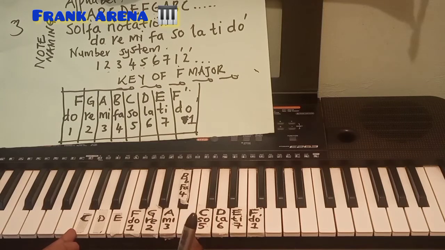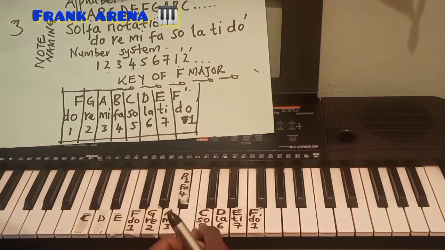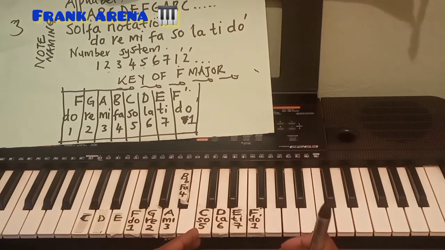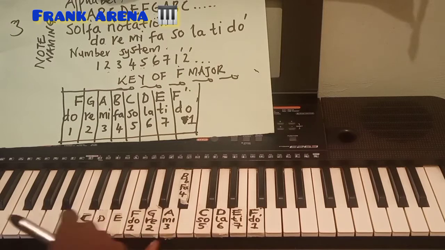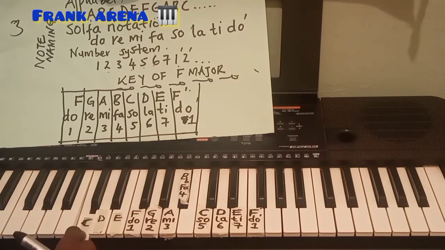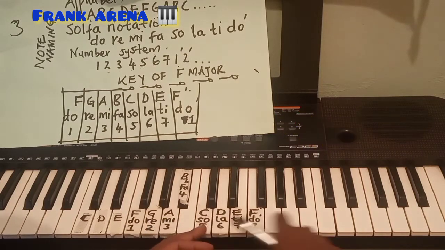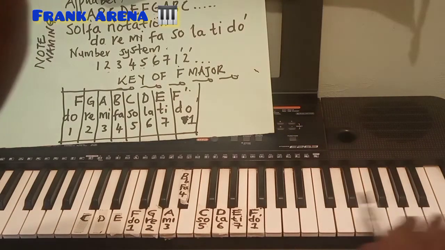So if we move up further, we start over from another C, and that one is the beginning of another octave. But in this case, this octave will be on a higher register of the keyboard. That means this C is higher than this C. So this one is the lower C. Then you can hear the pitch. This one is higher than this one. So this is another octave, then we count 12, then another octave like that.